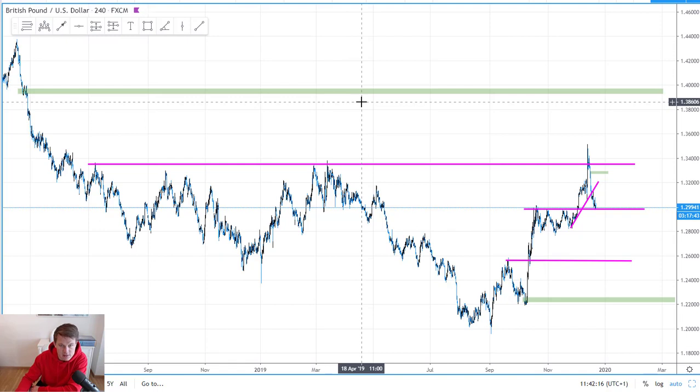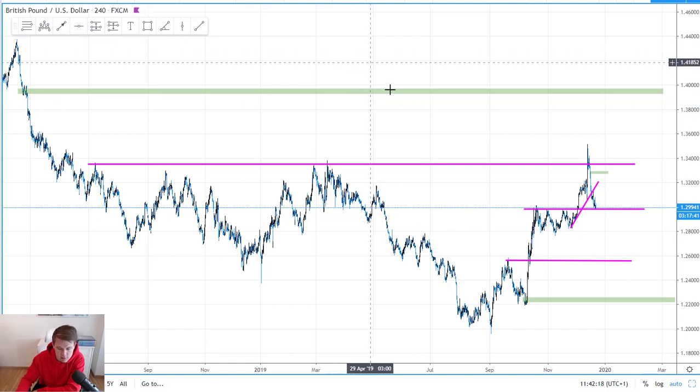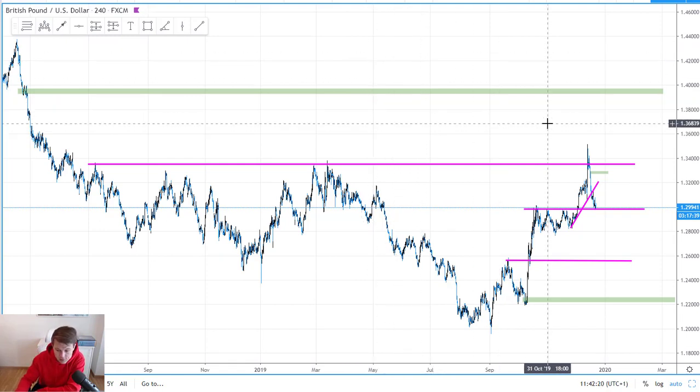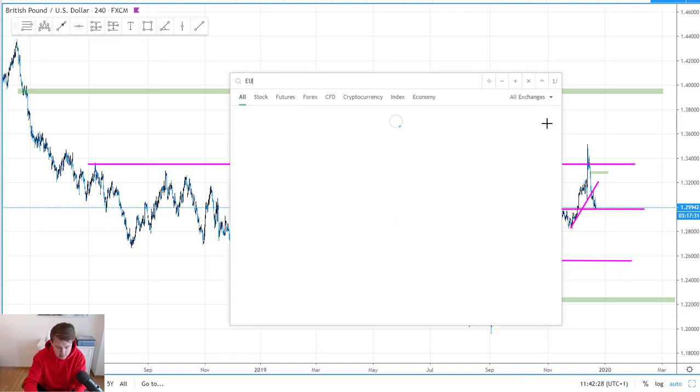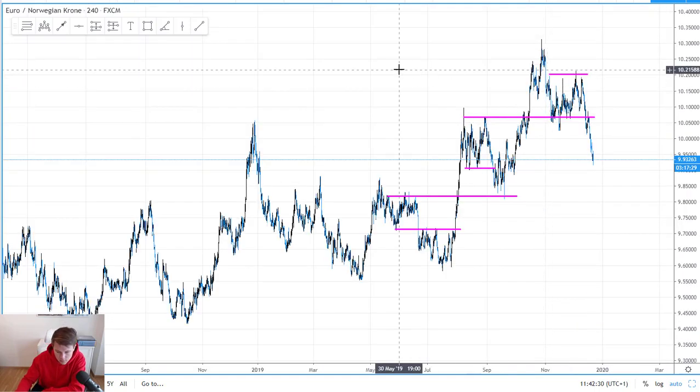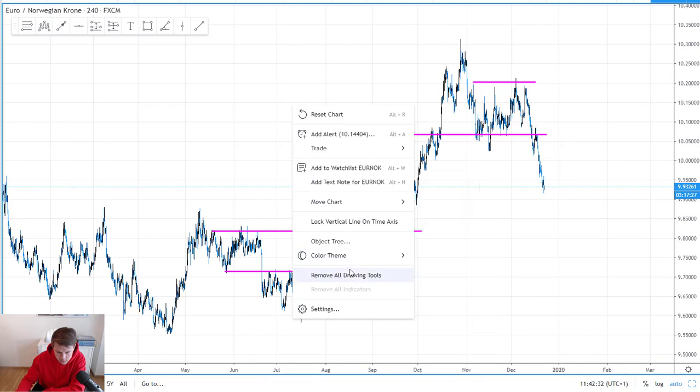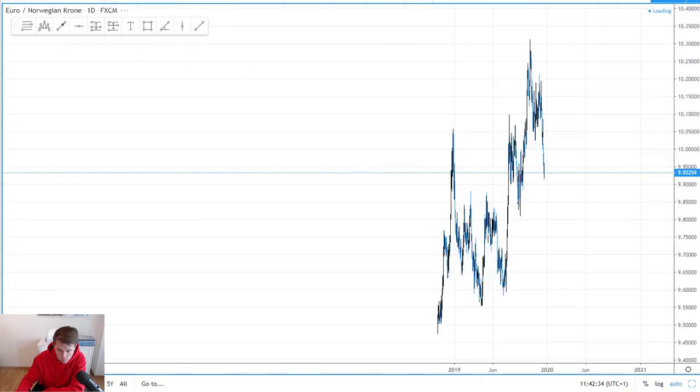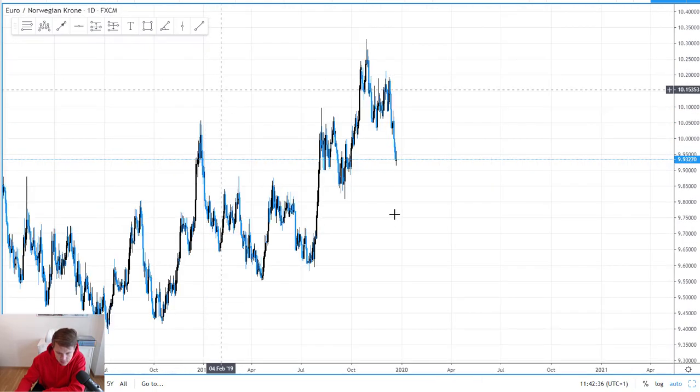The supply and demand areas, they're really pulling in the price action very, very strongly at times. So let's take a look at maybe a final example. We have taken a look at most, but let's take a look at the Euro Norwegian Krona. Let's try to do another top down. All right, so let's start on a daily.